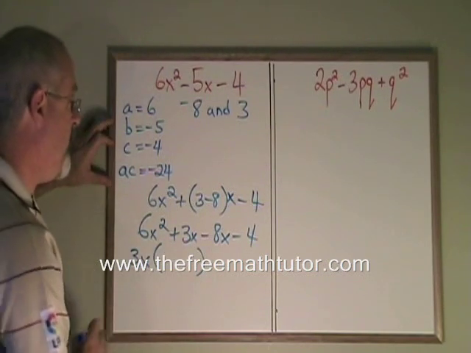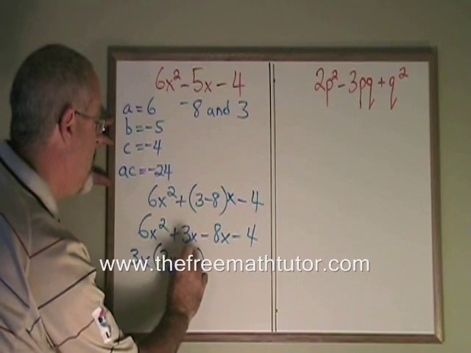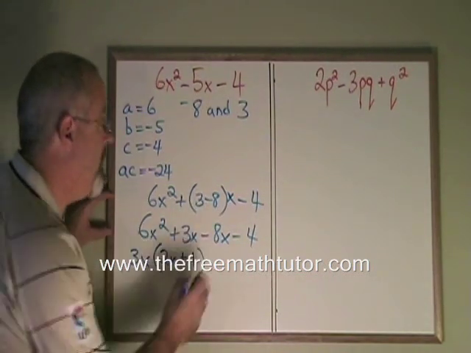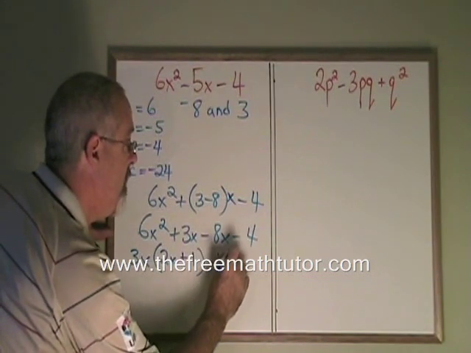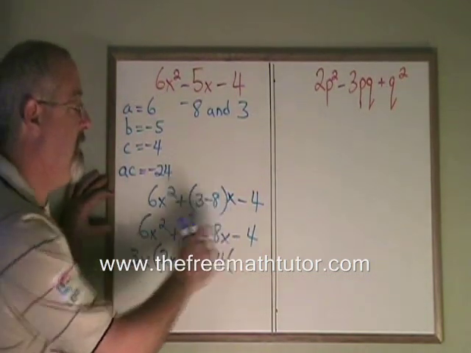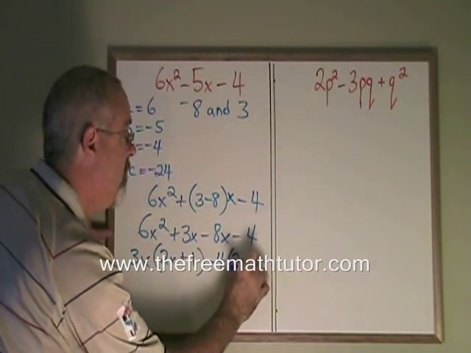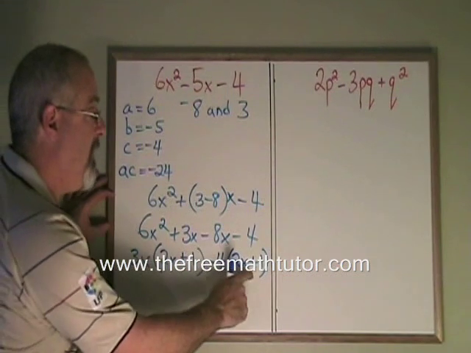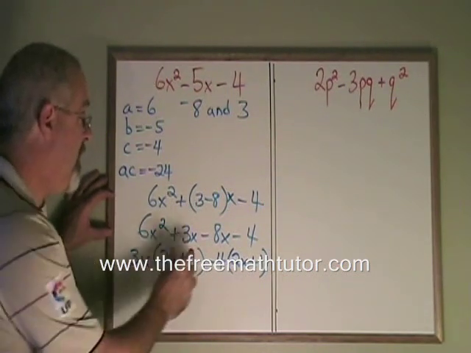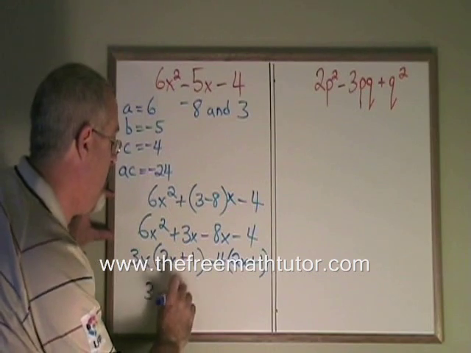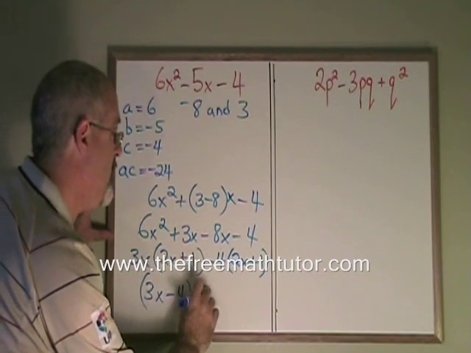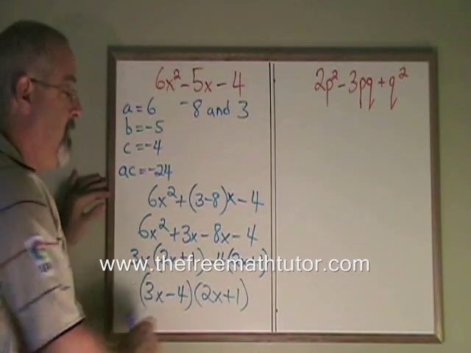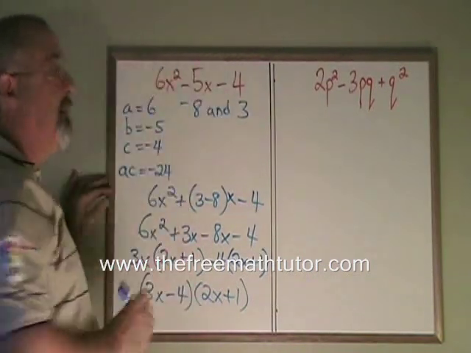And if I factor out the 3x, I get 2x plus 1. The greatest common factor of -8x and -4 is going to be -4. And if I factor -4 out of these two terms, I get 2x plus 1. As I expected in a grouping, the contents of the brackets are the same. Now I can rewrite this as (3x minus 4) times (2x plus 1). This is my answer. If I multiply these two binomials together, I will get the original expression.